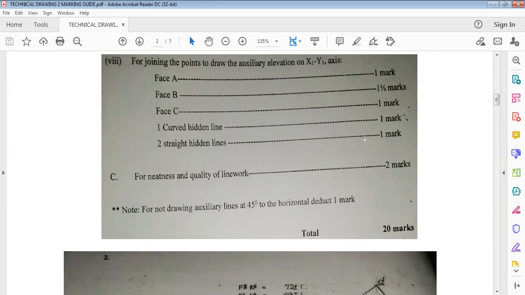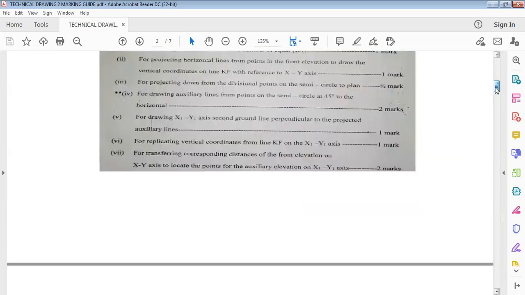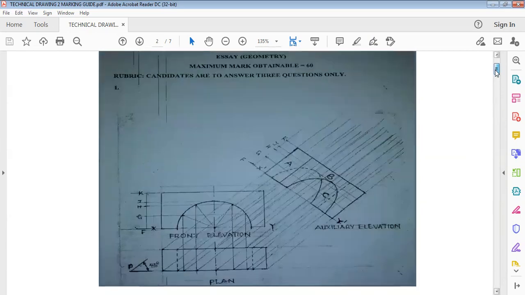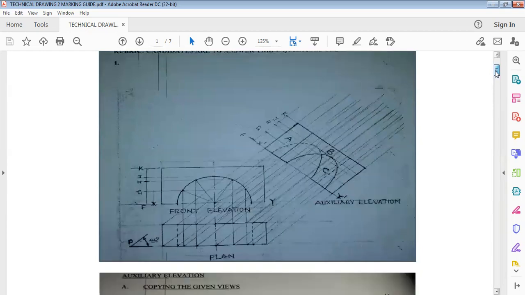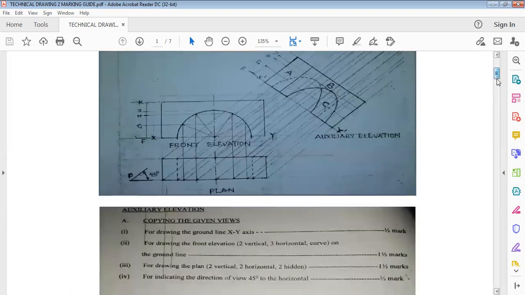And if you look at everything that we have done here, all these marks added together is equal to 20 marks. So if the work is perfectly done, you draw everything as you're supposed to, you use the right lines, and your work is neat, you'll be given 20 marks. So that is question 1 on this marking guide.